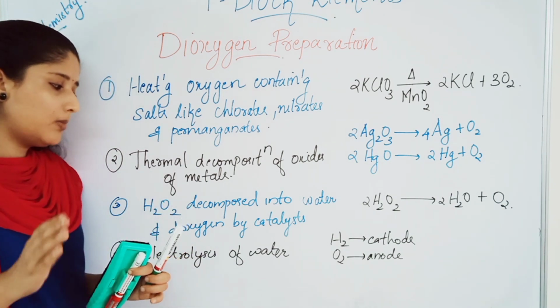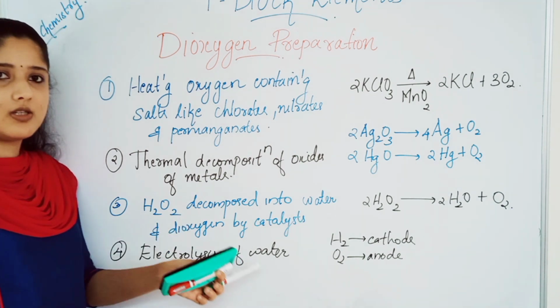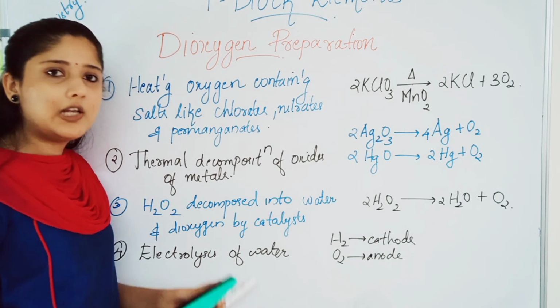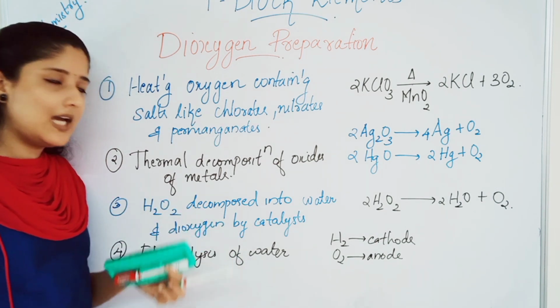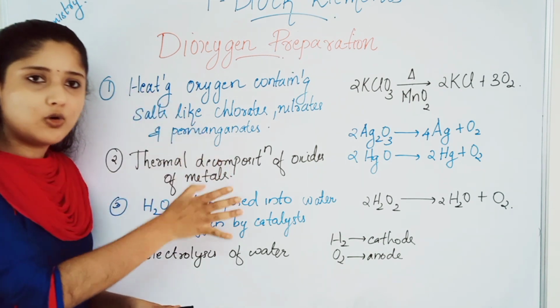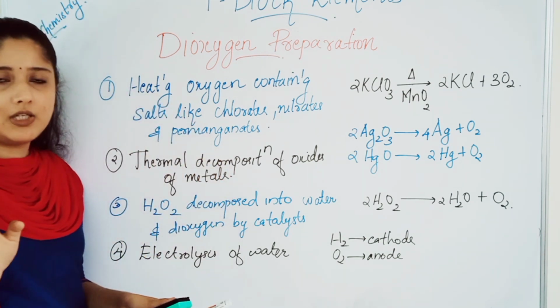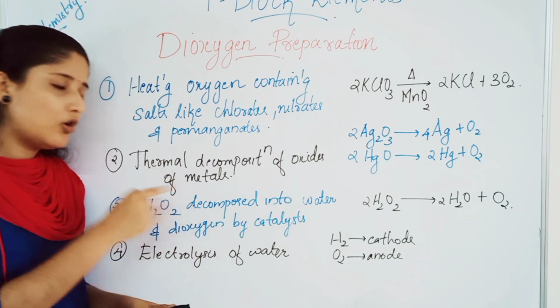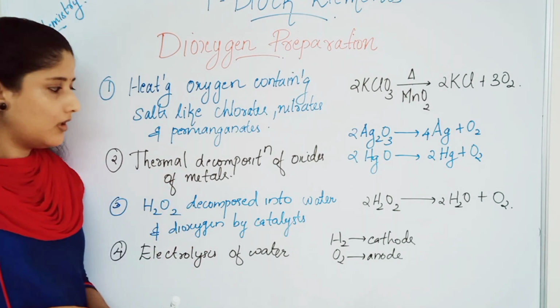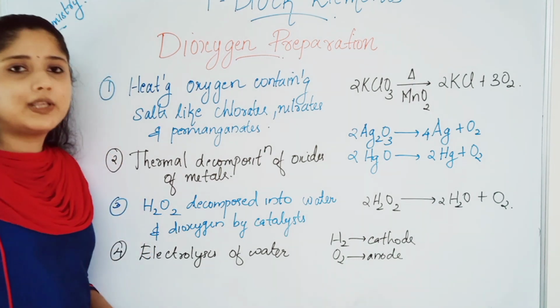The fourth method of preparation is the electrolysis of water. Electrolysis of water will give you what? Electrolysis means there will be a cathodic compartment and an anodic compartment. At the cathode you will obtain hydrogen and at the anode you will obtain dioxygen. These are the main 4 methods of preparation.